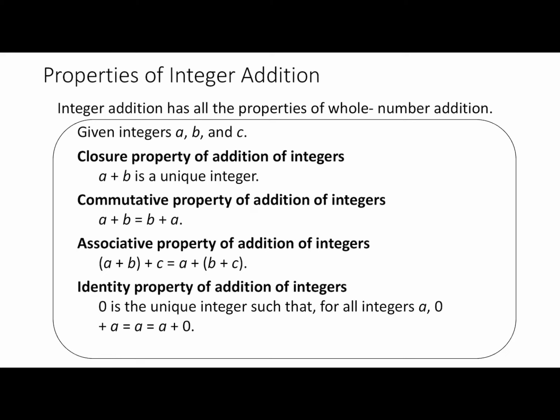It's associative. So if I take the sum a plus b and then add c, that's the same as taking a plus the sum b plus c. And there is an identity in the integers. 0 is the additive identity, so that if I add 0 to any integer, I get that integer back.